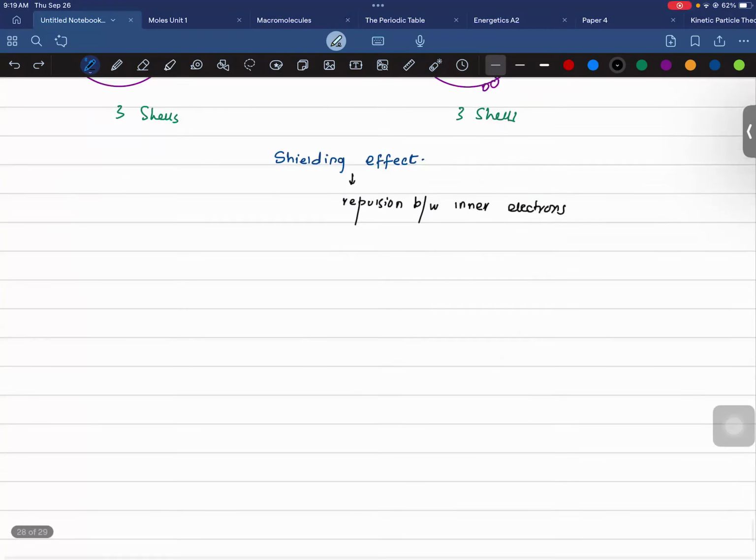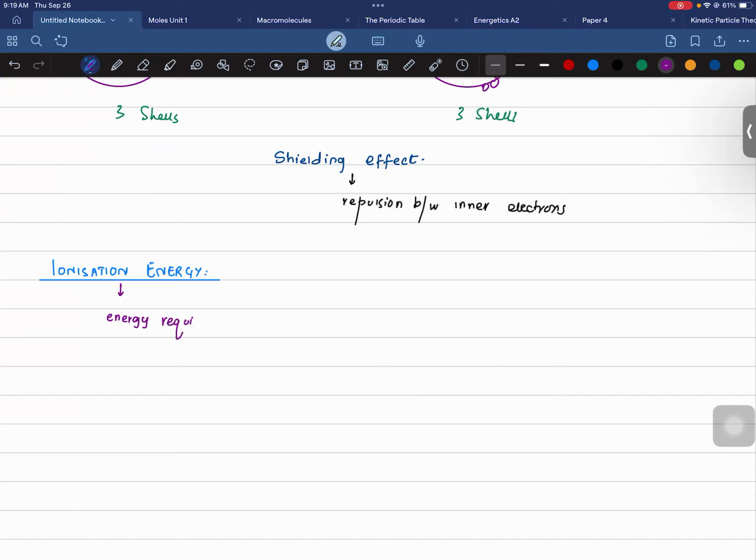Then what is ionization energy? Is it the energy to make an atom lose or attract electrons? Only lose electrons. Exactly.